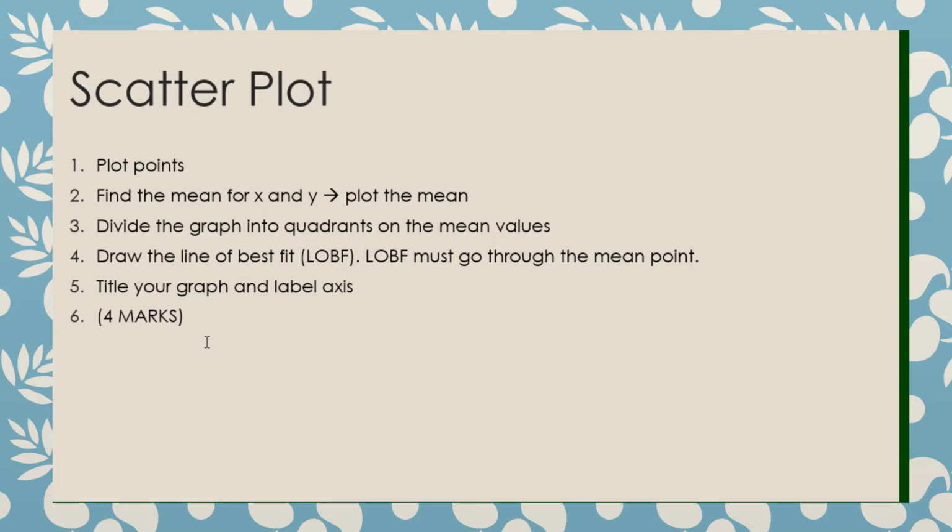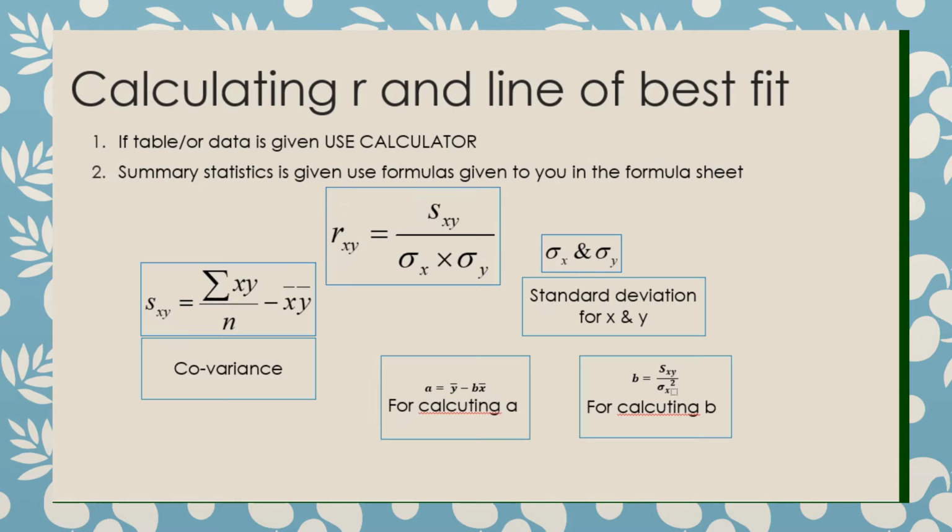For scatter plot, you just plot the points. You find the mean of x and y, and then you plot the mean. You divide the graph into quadrants on the mean values, and then you draw the line through. From what I'm seeing, most of you are doing this okay. And then calculating R and line of best fit.